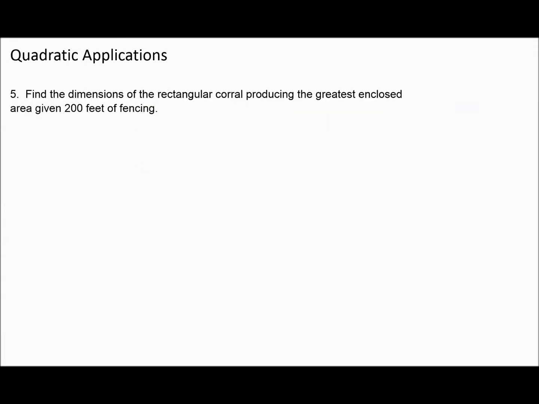Alright, now for the fun problems, the actual word problems. So we're supposed to find the dimensions of the rectangular corral producing the greatest enclosed area given 200 feet of fencing. Okay, so what do we do? Well, drawing a picture is the best way to start.